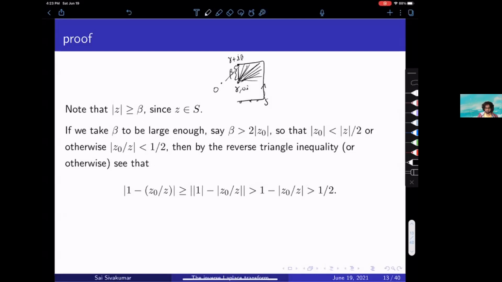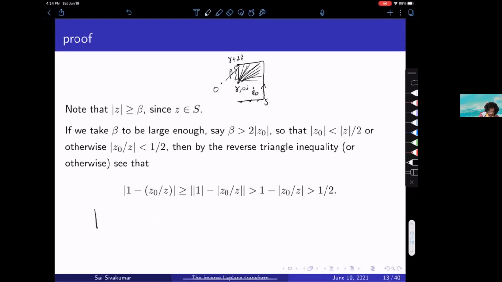If we take it big enough, and z naught is somewhere in the box, but if we make beta big enough so it's bigger than 2 times the absolute value of z naught, then we get some nice bounding arguments which we can use to simplify this into this. And you can show this in a variety of ways. You don't have to use the reverse.